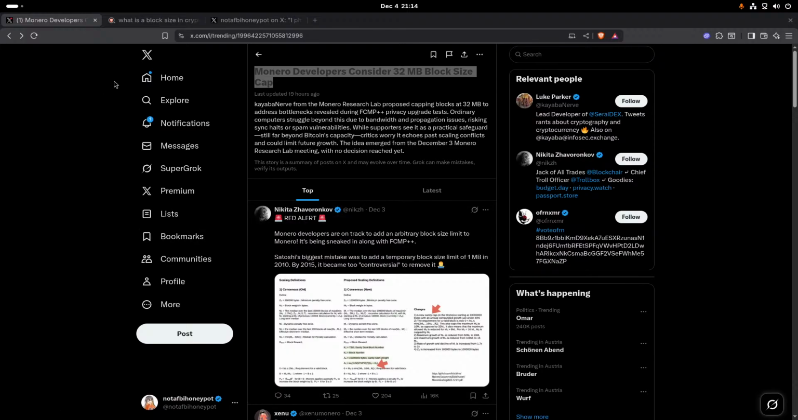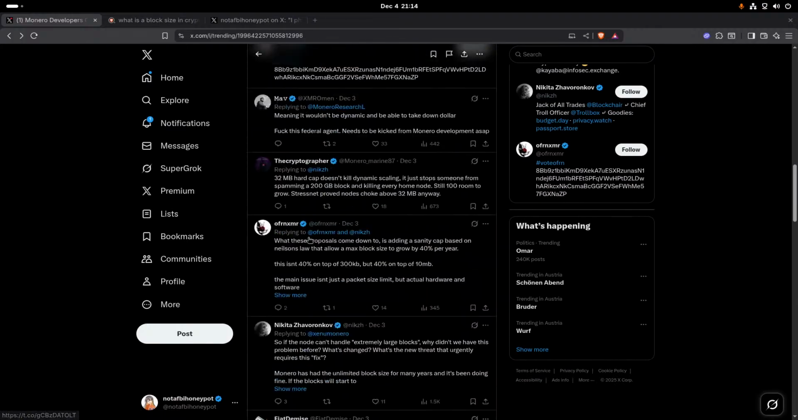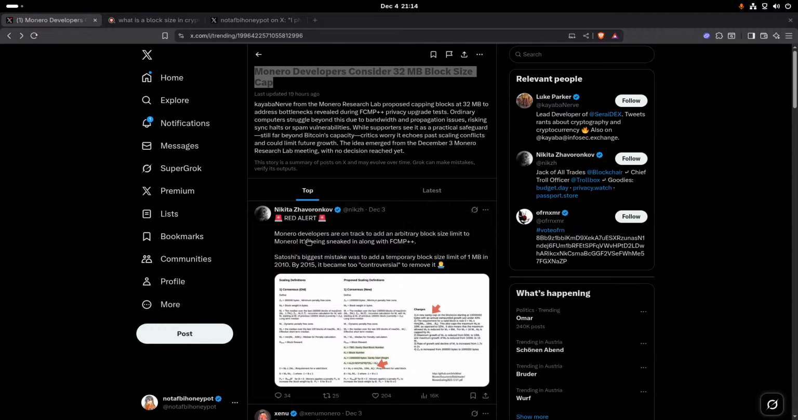So earlier, Monero developers considered a 32 megabyte block size cap. Some people are saying it's FUD. Some people are saying it's cool. Some people are saying it's not. We're going to decide, and then we're going to figure out what a block is, because that's important. This isn't really just a cryptocurrency thing. This is how cryptocurrency works in general, but figuring this out can maybe help you decide what direction your favorite coin is heading in.